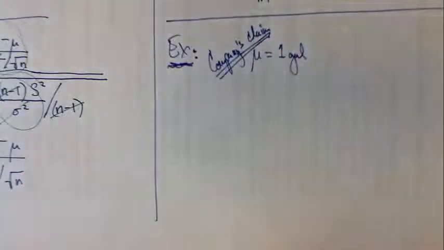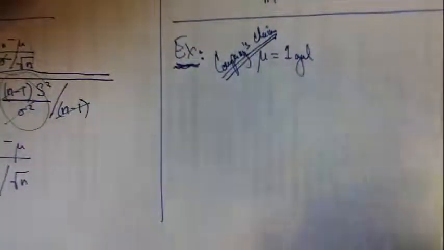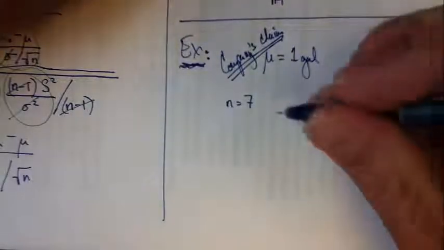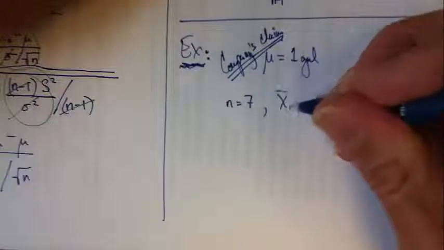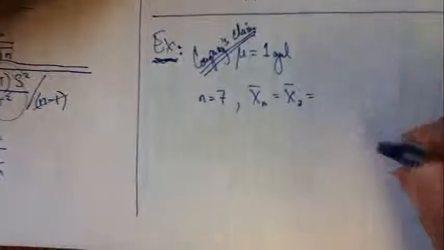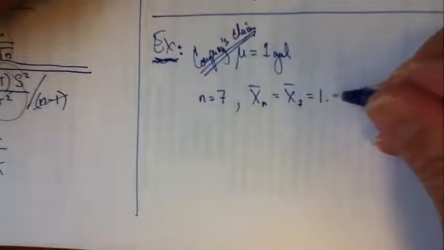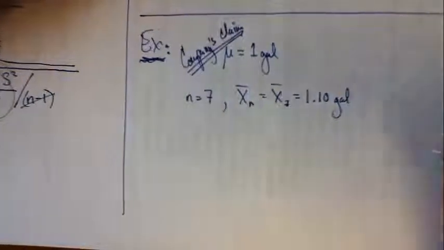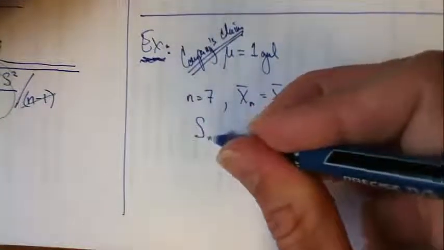Your job as a quality control engineer is to go in and test this claim, maybe every day or once a week, maybe several times a day. You don't want to waste a whole lot of milk, so you take a sample of size 7, and you find that the sample mean was, say, 1.10 gallons. And you also got a sample standard deviation.